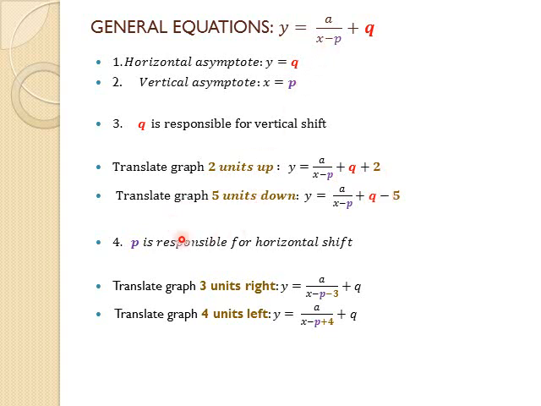p is responsible for horizontal shift. With horizontal shift, always remember, if I go to the right, I consider it as a negative, and if I go to the left, positive, when I substitute in the equation. So translate 3 units right will always be minus 3. 4 units left will always be plus 4. If I set coordinates, that would read positive 3 and minus 4.